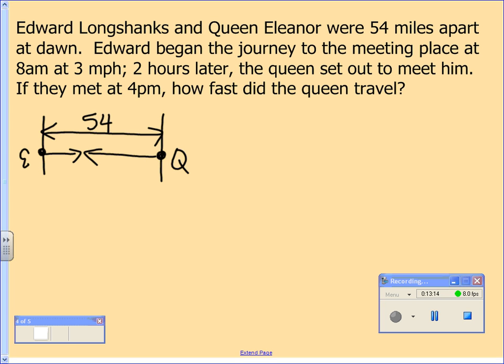So what is this part right here? It's the distance of Edward, and this distance is the distance of the Queen. What do we know about their distances? They equal 54. So the distance of Edward plus the distance of the Queen is 54. Make sense?